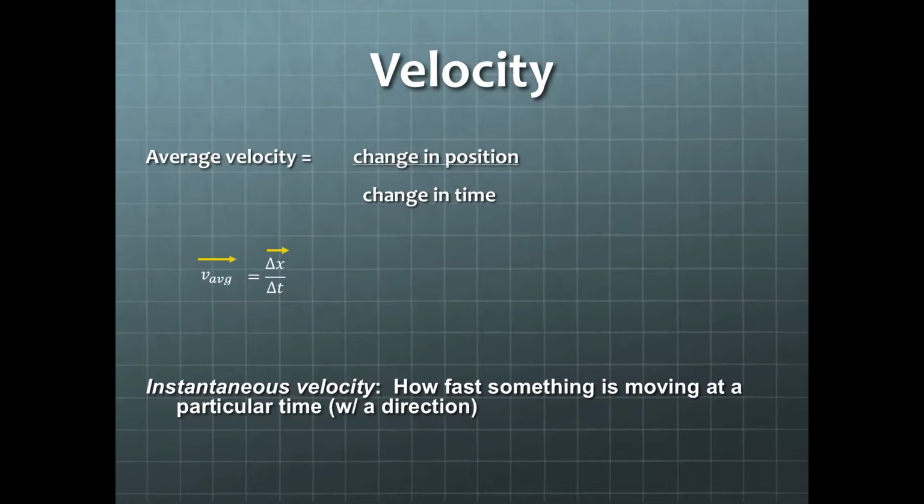You'll notice that velocity has a vector notation over it, which implies that velocity includes direction. Instantaneous velocity is how fast something is moving at a particular time with a direction. Think of a speedometer paired up with a compass.